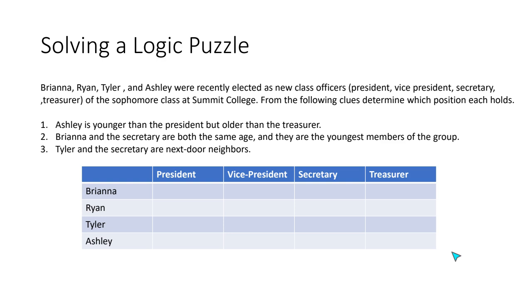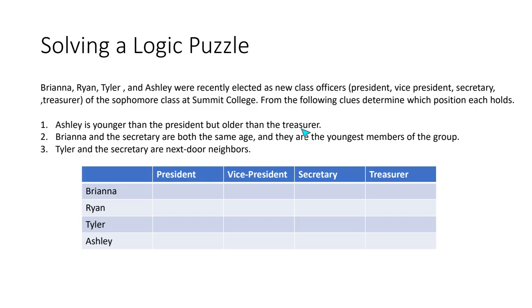So then we start with number 1. Ashley is younger than the president, but older than the treasurer. So from that sentence, we want to eliminate what Ashley is not. Okay, so Ashley is younger than the president. That means that Ashley is not the president, but older than the treasurer.